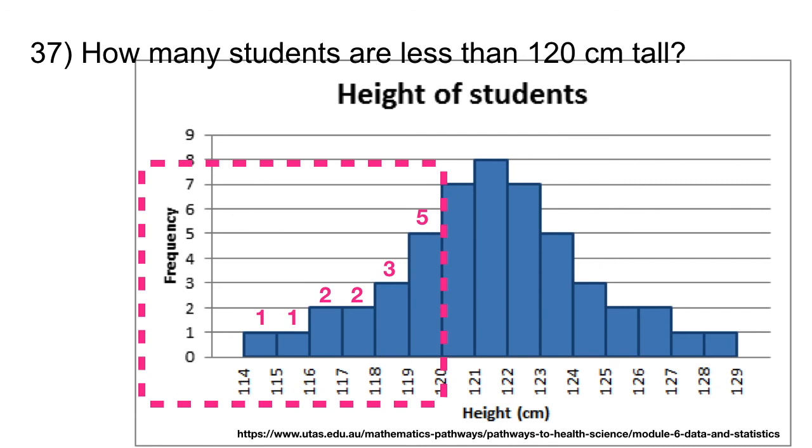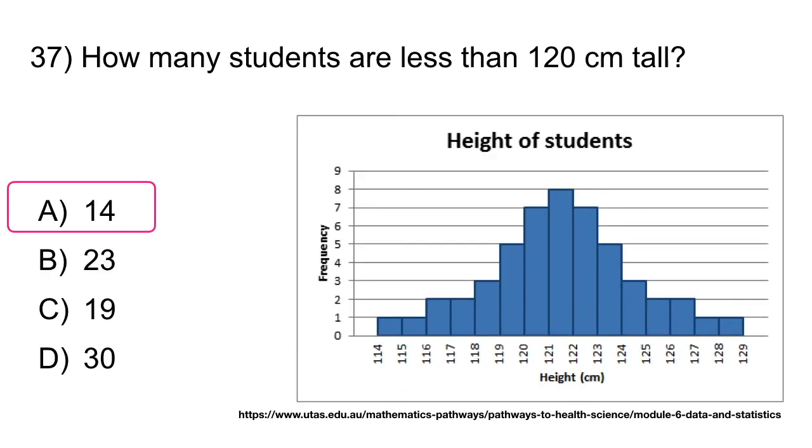Okay, so we would add that 5, 3, the 2 plus 2, and 1 plus 1, and that gives you a total of 14 students less than 120.